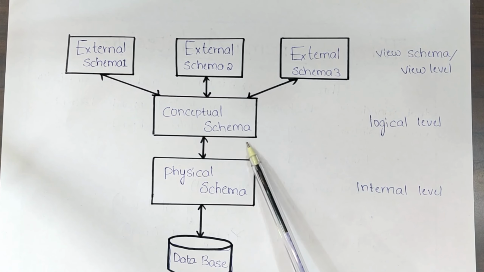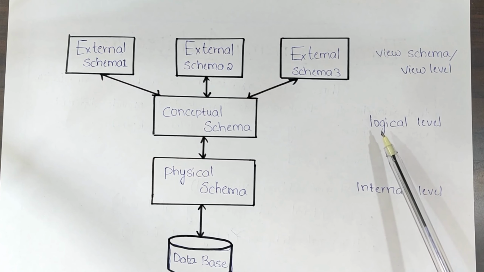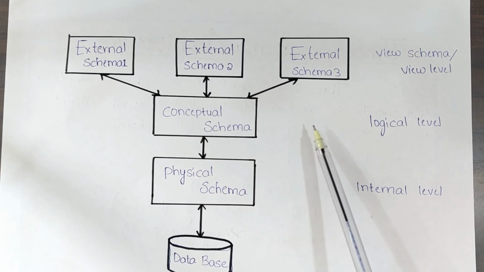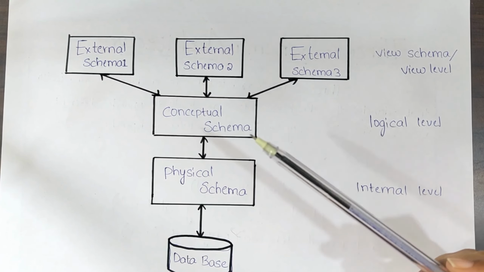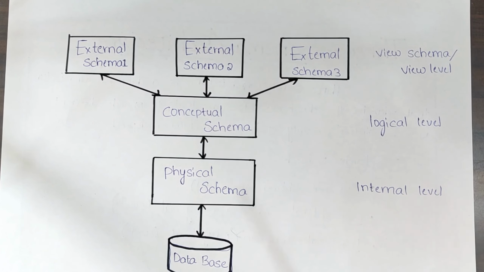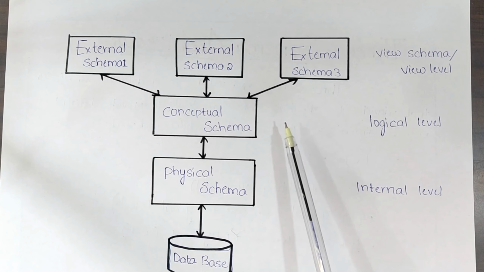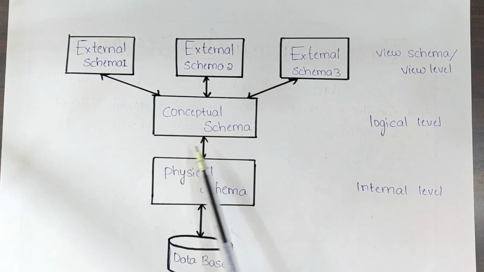Next we go to the conceptual schema, also called the logical schema. This is where the blueprint, how to design the whole architecture of the database, depends upon this conceptual schema only. When we consider the architecture of a house, we first prepare the blueprint of it, right? In the same way the conceptual schema works.